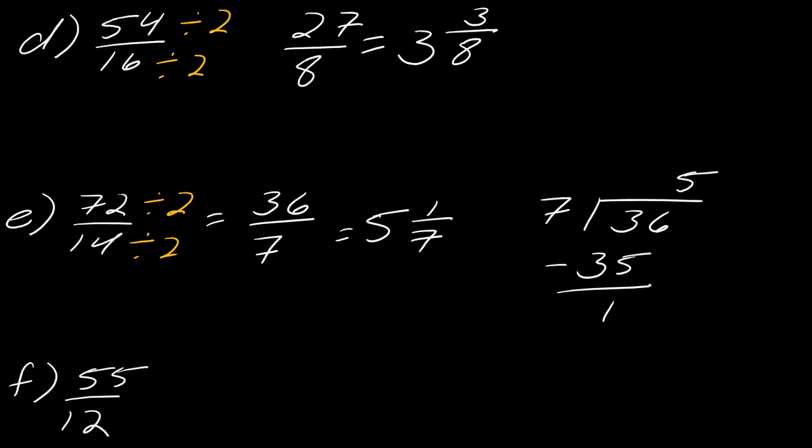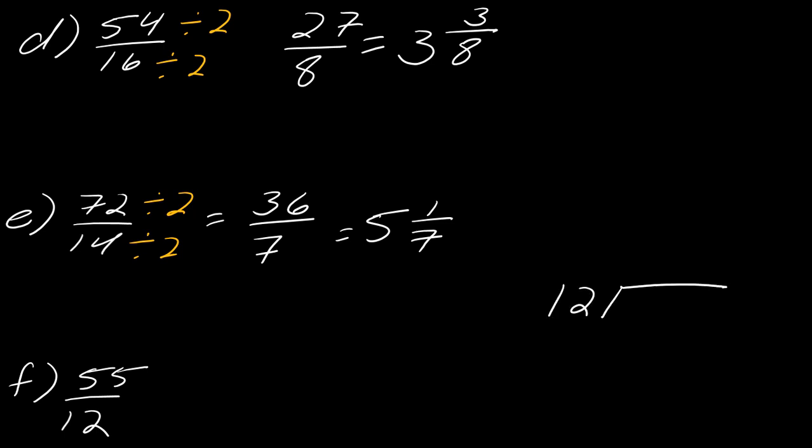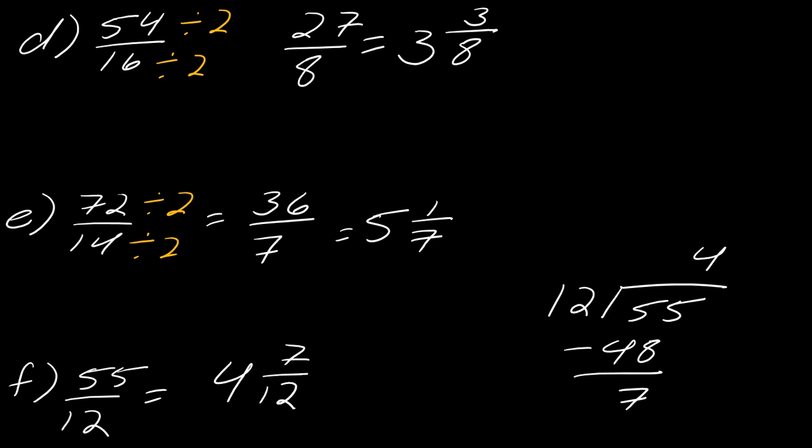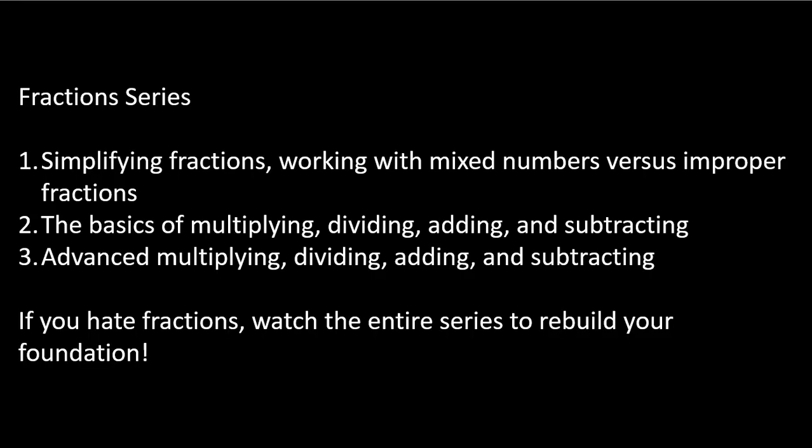So let me clear some space. Okay, so how many times will 12 evenly go into 55? It will go in 4 times. So I can take 55 minus 48. So that equals 7, and so this will become 4 and 7/12, and that's as much as I can do with that particular fraction. So that brings us to the end of this video.